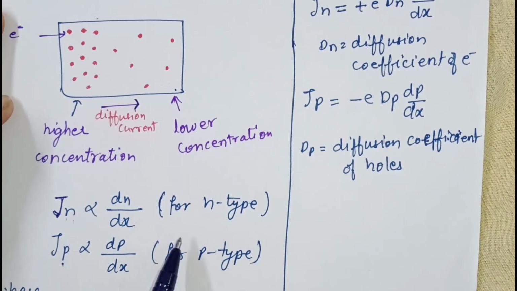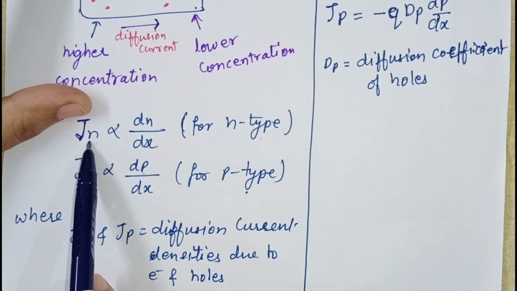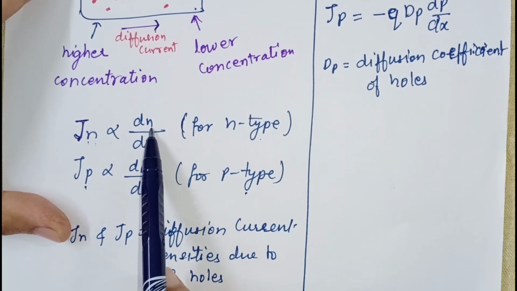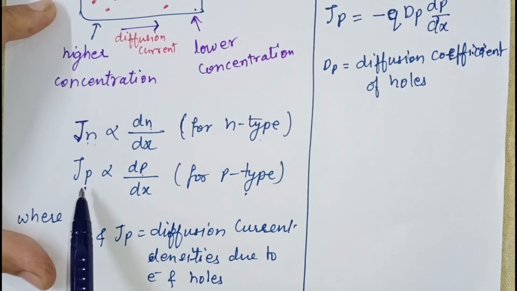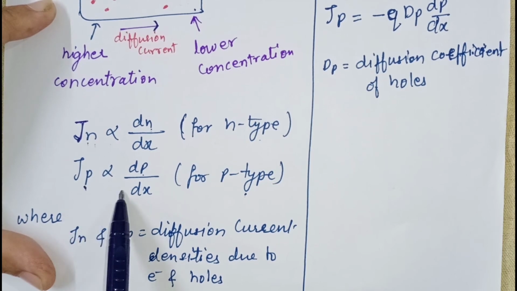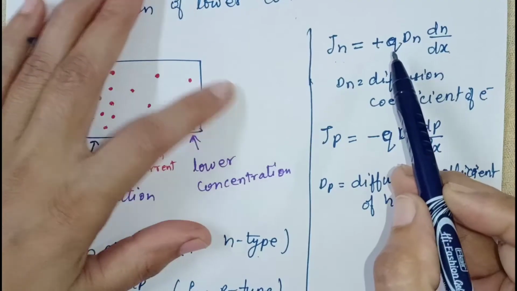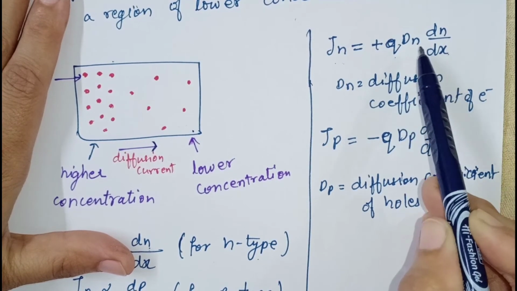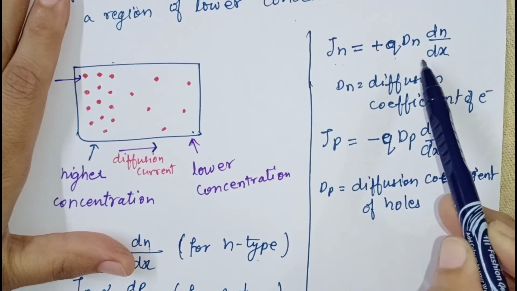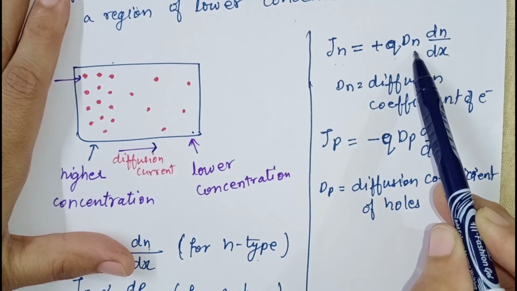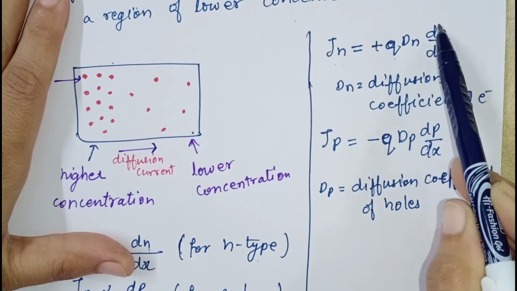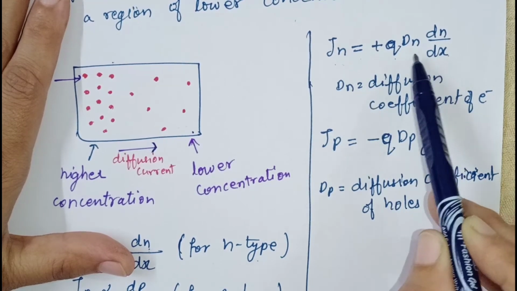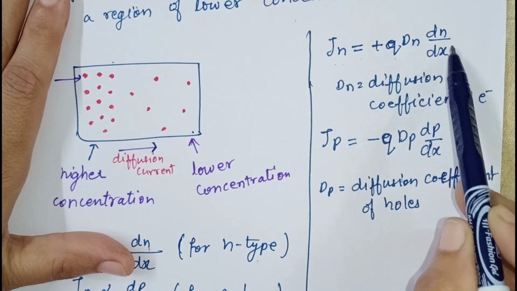Now we'll see the diffusion current density. Jn is the current density of electrons. This is directly proportional to the concentration gradient of electrons. This is the number of electrons. And this is the current density of holes. This is directly proportional to the number of holes. Now Jn is equal to q Dn dn/dx, where q is the charge on electron, Dn is the diffusion coefficient of electrons and dn/dx is the concentration gradient of electrons. So current density of electron is equal to q Dn times concentration gradient of electron.